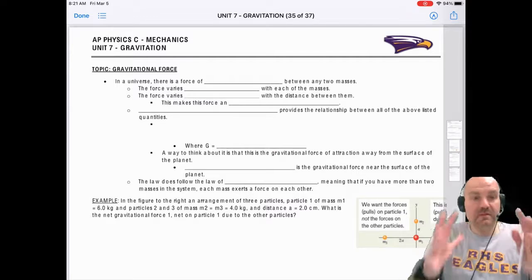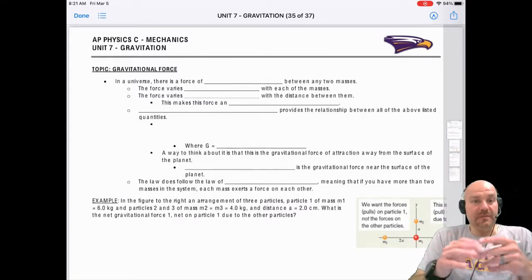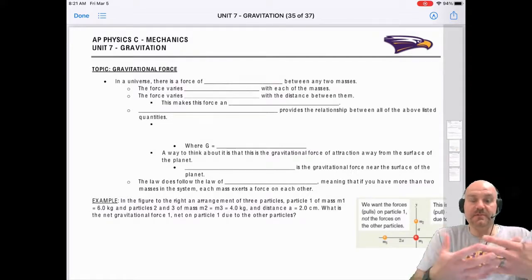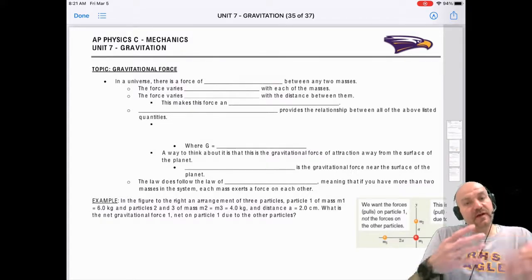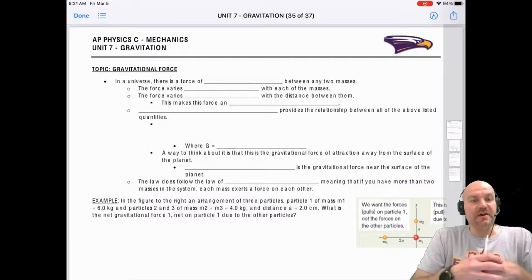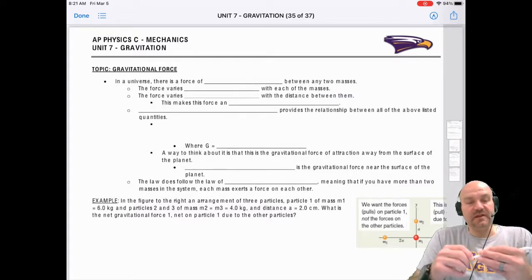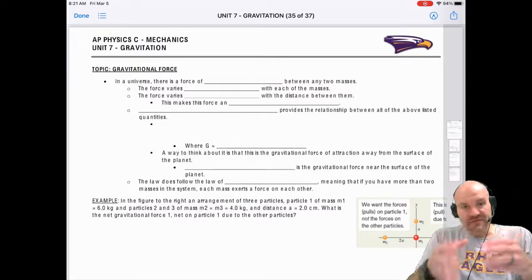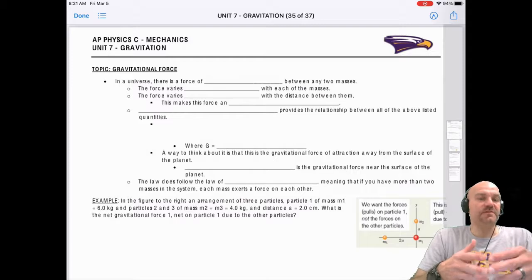Okay, so we finally made it to the last unit of AP Physics C Mechanics, right? This is the unit known as gravitation. If you took AP Physics 1, this is a slight review of some of the concepts that were also covered in that class. The difference is we're going to talk about Kepler's laws of planetary motion, and we're also going to bring energy into this as well.